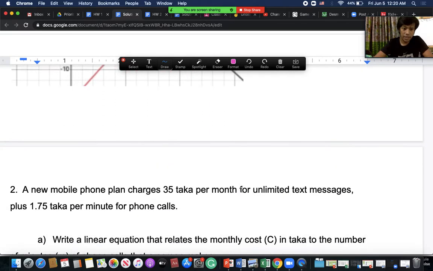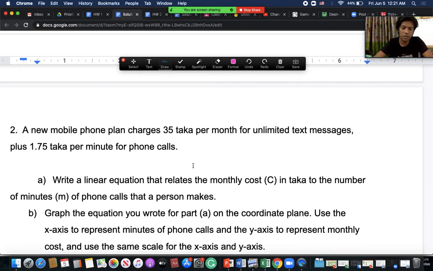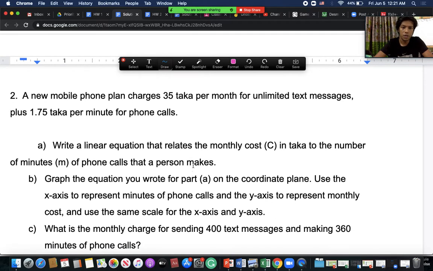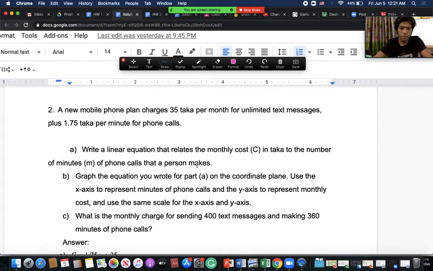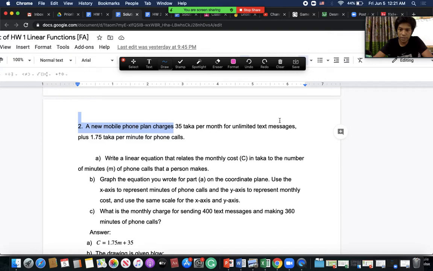Anyway, the next one is: a new mobile phone company charges this many dollars. This is somewhat of an application kind of math, and of course this way we can make many kinds of application maths from this straight line concept. So first of all, let me make it a little bit smaller so that I can discuss the question and answers simultaneously. The mobile phone company charges 20 taka per month for unlimited text messages.